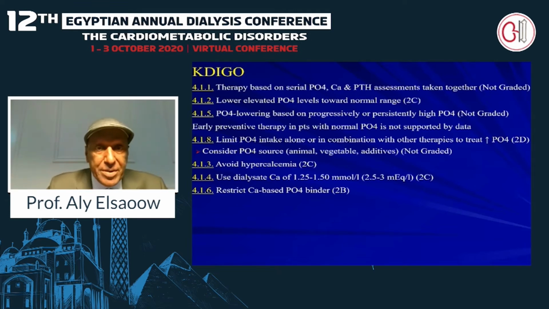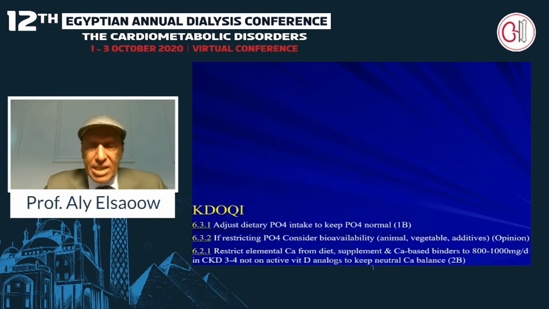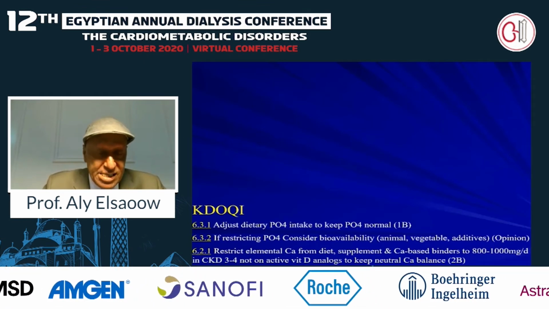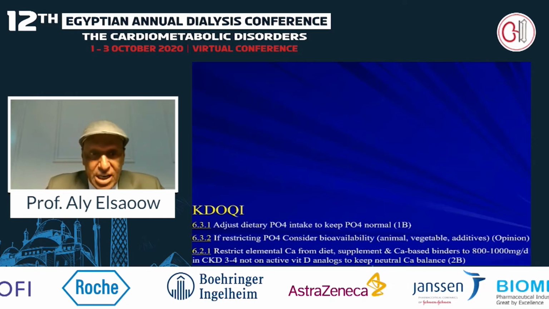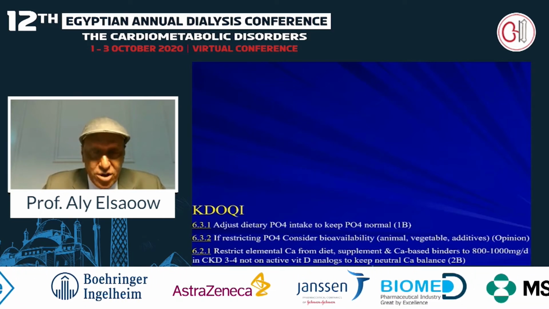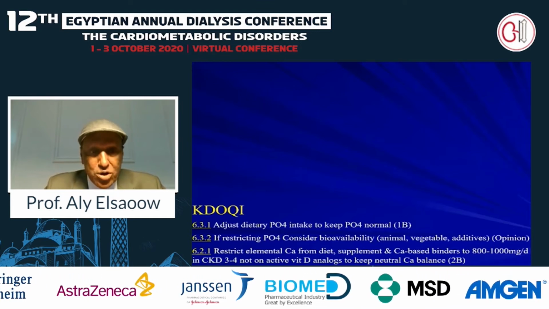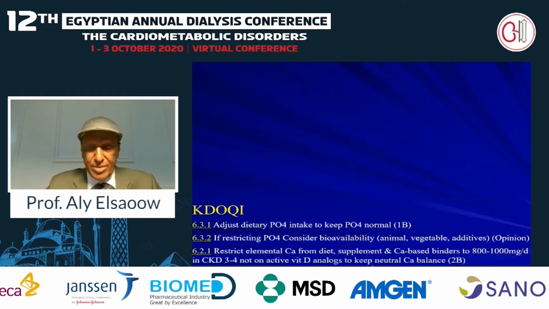Early preventive therapy in patients on phosphorus is not supported by data. Limit phosphorus intake alone or in combination with other therapies to treat hyperphosphatemia, and consider the phosphorus source. Avoid hypercalcemia, use low dialysate calcium, and restrict calcium-based binders. The KDIGO guidelines published recently advise adjusting dietary phosphorus intake, again, to keep phosphorus normal. And if you are restricting dietary phosphorus, consider the bioavailability of the food source, and again, restrict elemental calcium from diet.